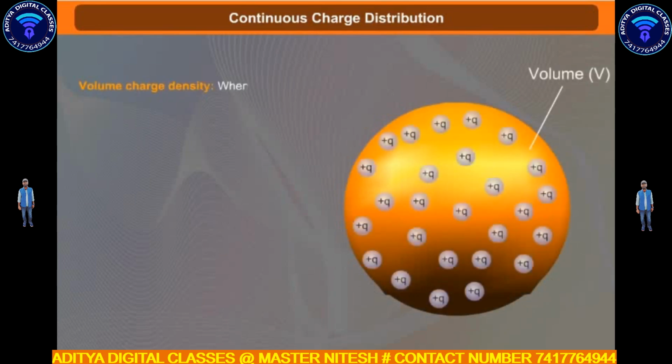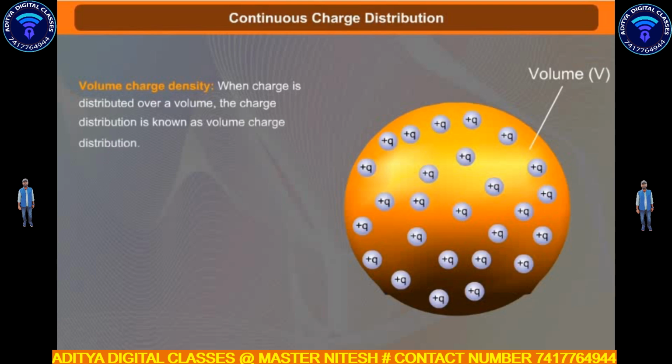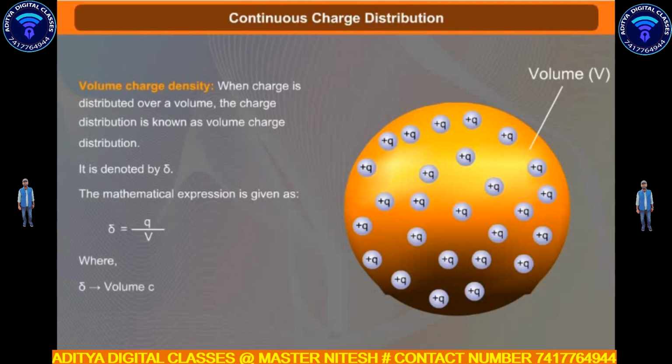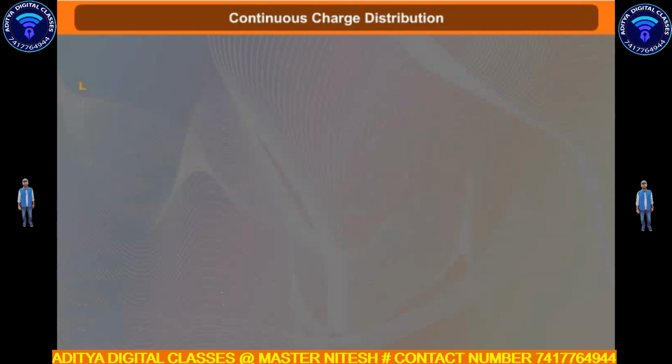Volume charge density. When charge is distributed over a volume, the charge distribution is known as volume charge distribution. It is denoted by delta. The mathematical expression is given as delta is equal to Q by V, where delta is volume charge density, V is volume of the conductor, and Q is charge on the conductor.